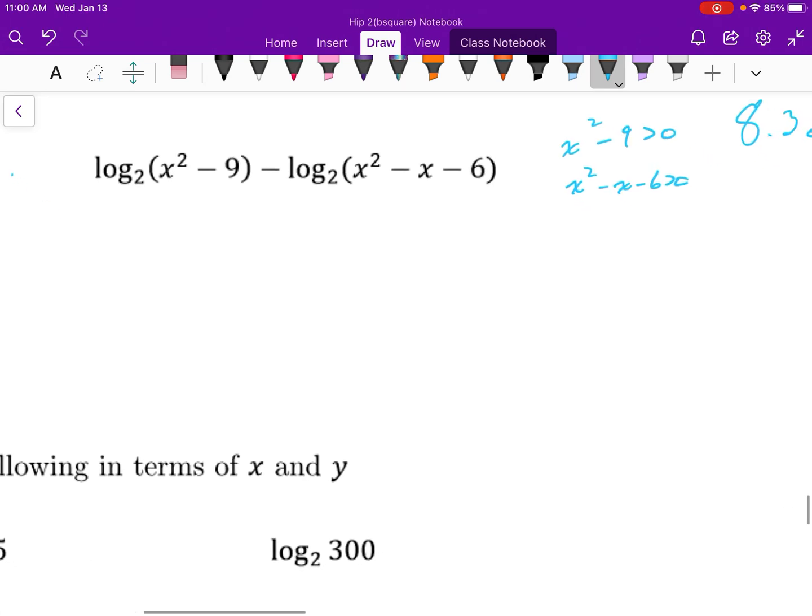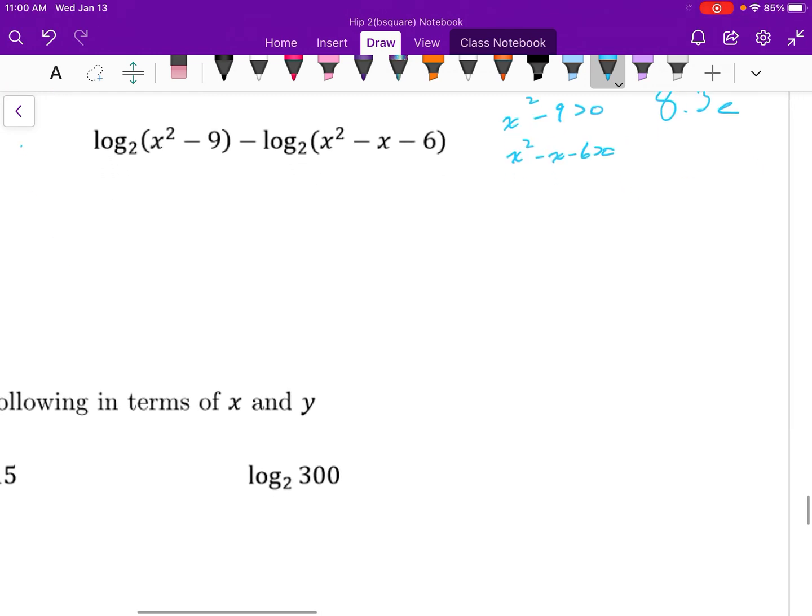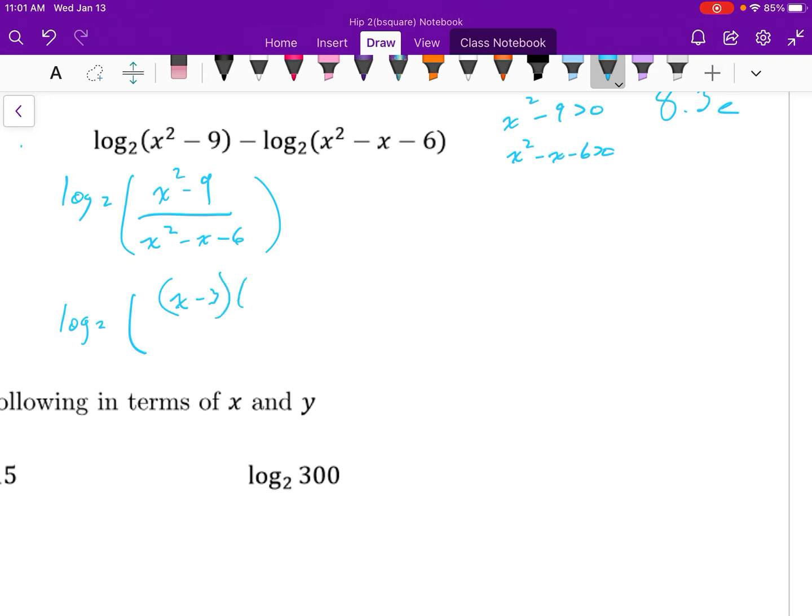So here, I'm going to write this as log base 2, and I'm going to use the quotient rule of x squared minus 9 divided by x squared minus x minus 6. Now, I'm going to choose to do that. Why? It's just a gut instinct that I have. And what I can see here is that this is log base 2 of x minus 3 times x plus 3 divided by, if I factor the bottom, x minus 3, x plus 2.